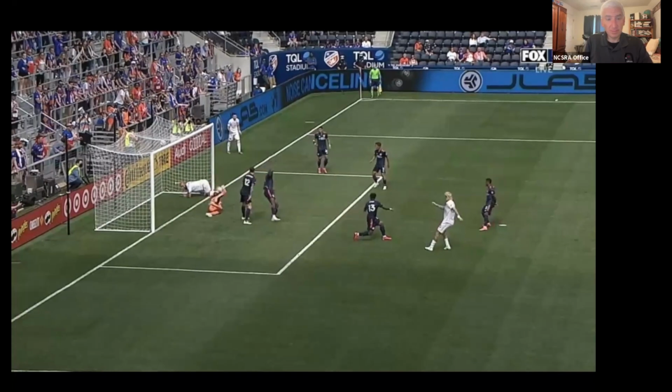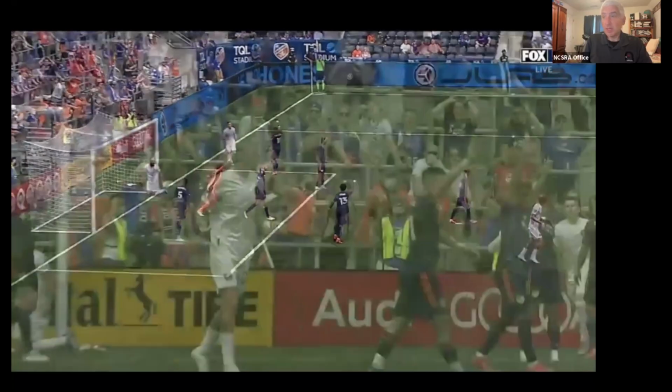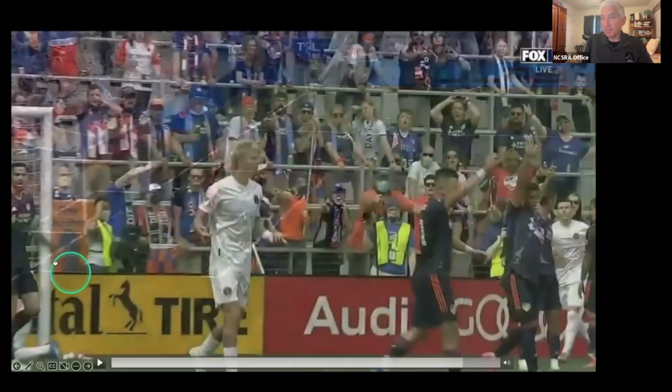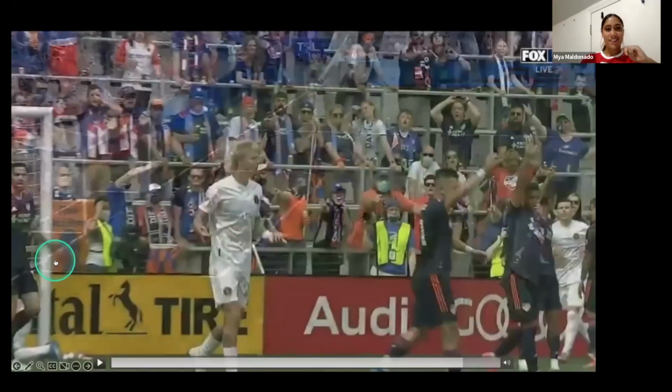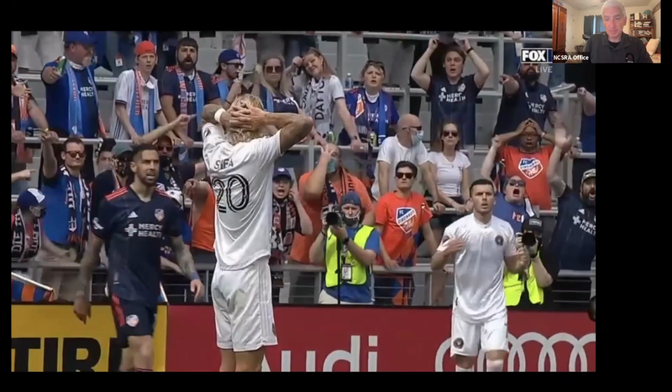Yeah. And it hit him, that thing off his heel. That would have been in the back of the net. It was going wide. So what do you think, Maya? Is that offside? Yes, yeah, it is. It could happen. You have to be ready for those types of things from our angle.